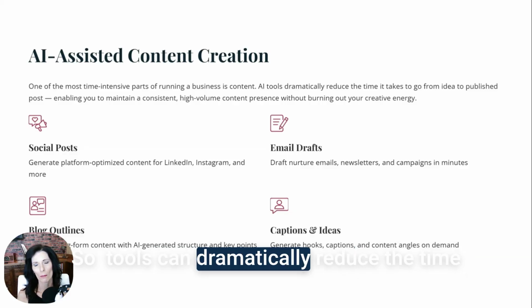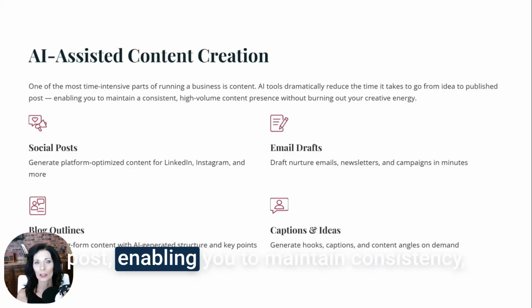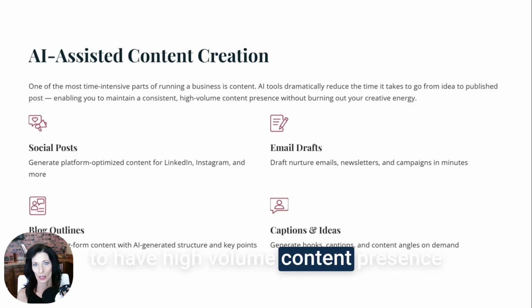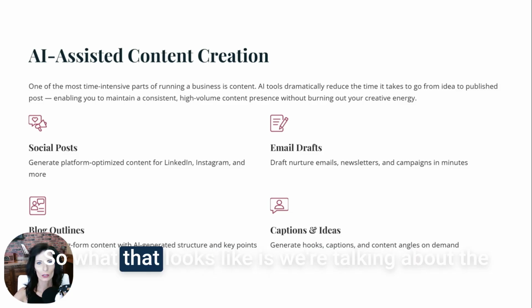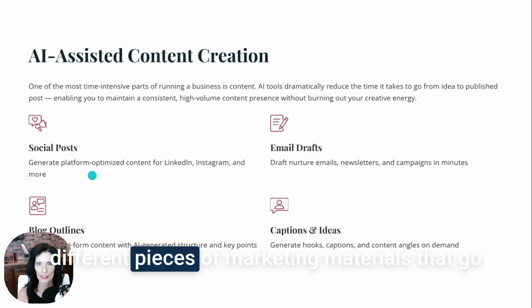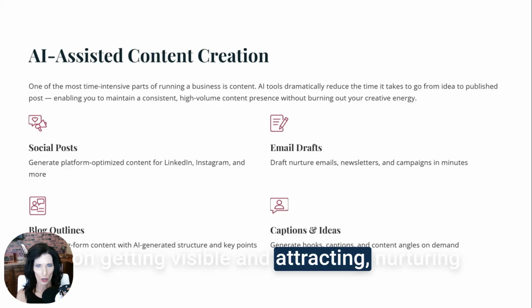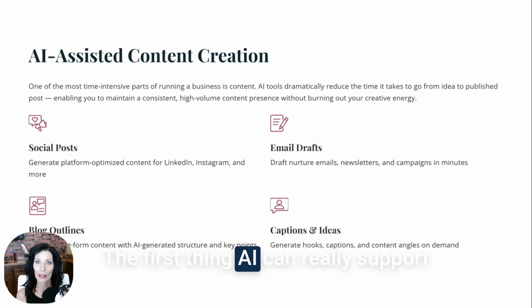So tools can dramatically reduce the time it takes to go from an idea to a published post, enabling you to maintain consistency, to have high volume content presence without burning all of your creative energy. So what that looks like is we're talking about the different pieces of marketing materials that go out, and this 80% of time you should be spending on getting visible and attracting, nurturing, all the way to conversion with your clients. The first thing AI can really support you with is social media posts.